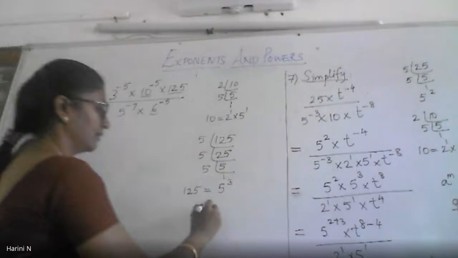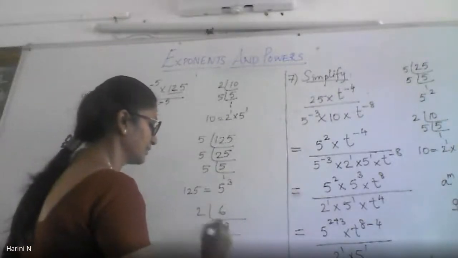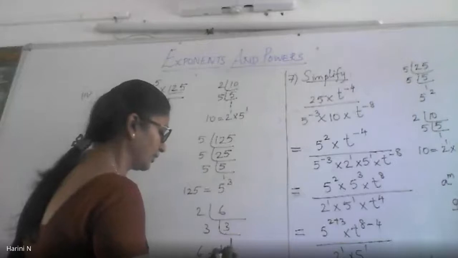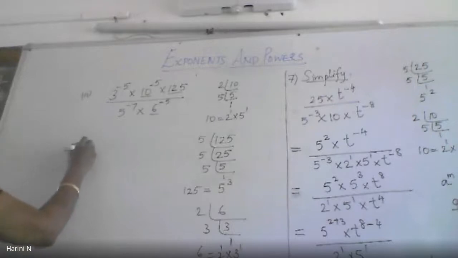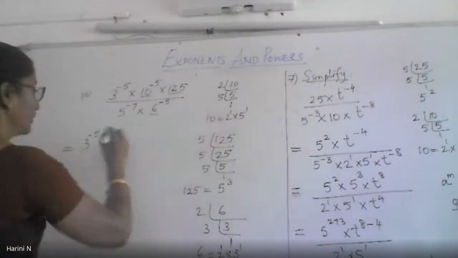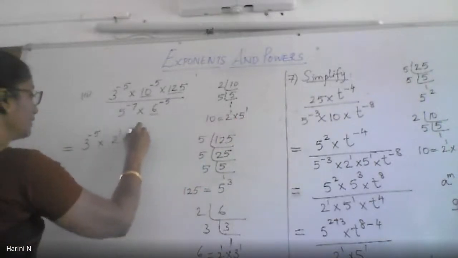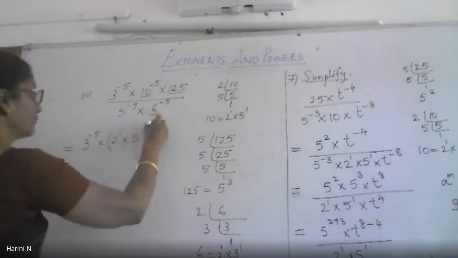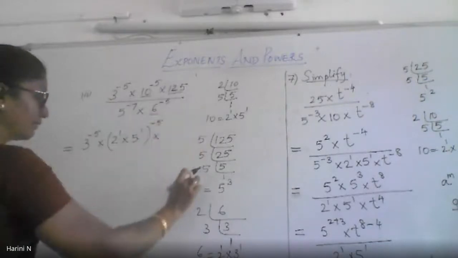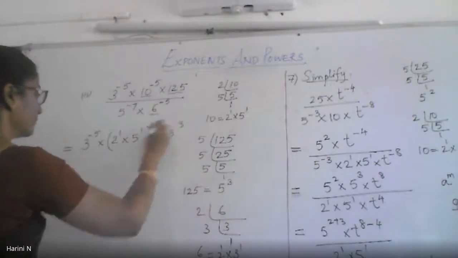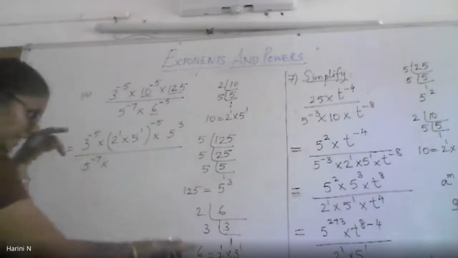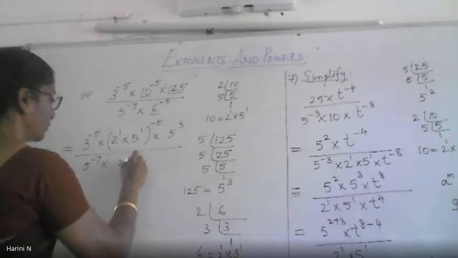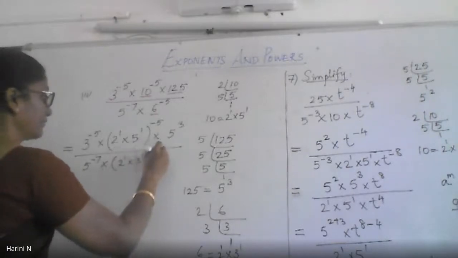What about 6? We already did it. 2 3s are 6. So 6 will be written as 2 to the power 1 into 3 to the power 1. So we are going to substitute all this in our problem now. So 3 to the power negative 5 into 10 will be replaced with 2 into 5, that is 2 to the power 1 into 5 to the power 1 whole power negative 5, into 125 will be written as 5 cube, whole divided by 5 to the power negative 7 into again 6 will be written as 2 to the power 1 into 3 to the power 1 whole multiplied with negative 5.